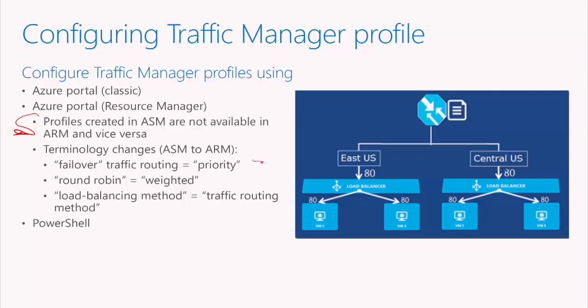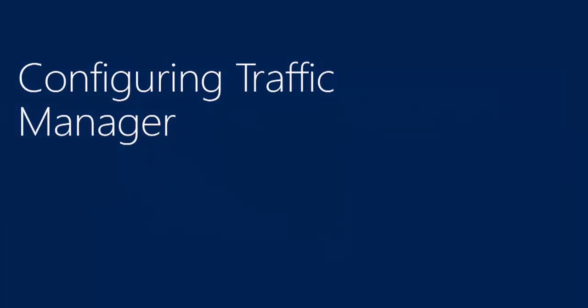Failover becomes priority, round robin becomes weighted, load balancing becomes traffic routing method. So you'll see some differences as you move from the old one to the new one. You can do this with the new portal via ARM, or you can do this straight away in PowerShell. So that's the basics of Traffic Manager.